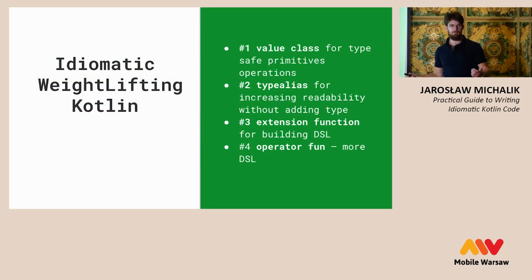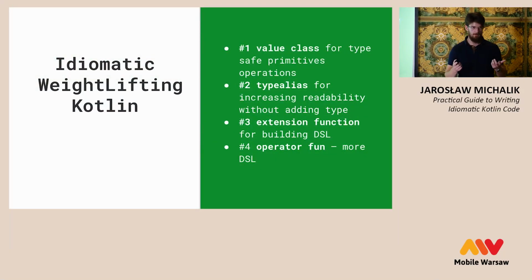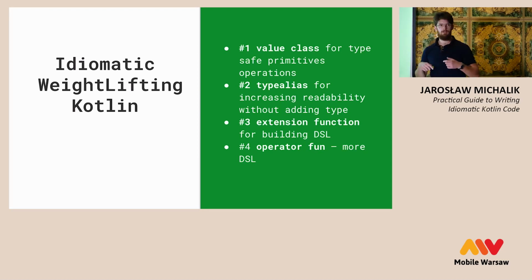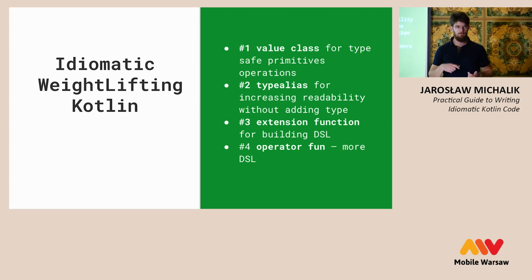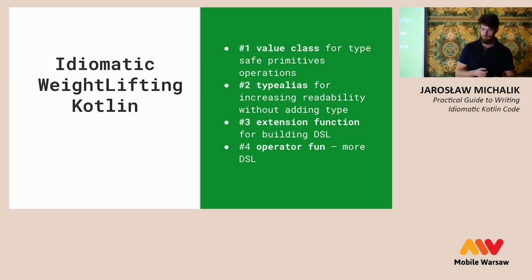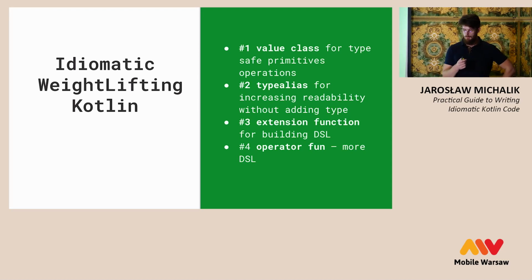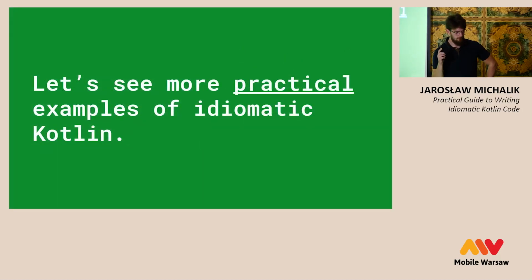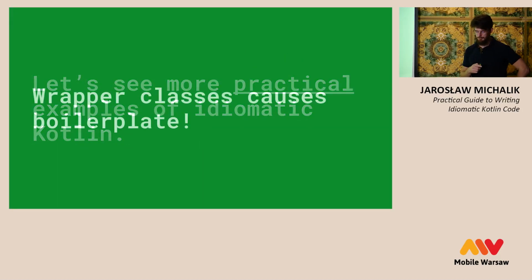So yeah, let's sum this up. We introduced a type alias, but it's not enough. Then we introduced a value class because we wanted to have type-safe primitives while using objects with primitives performance. And yeah, we started to build a domain-specific language, DSL, with extension functions and operators. So, other examples, not weightlifting.